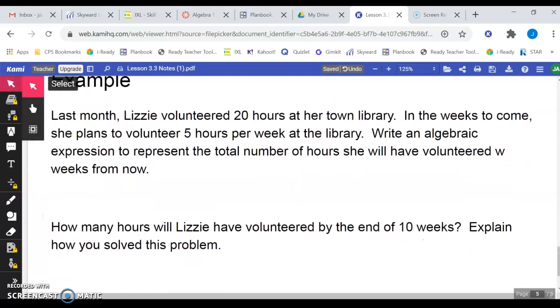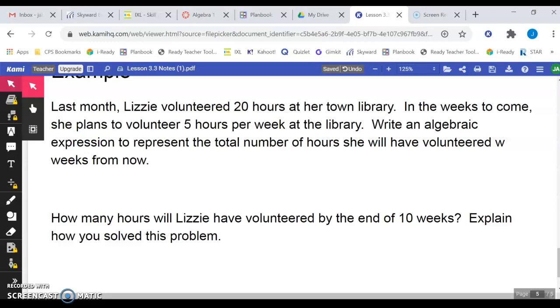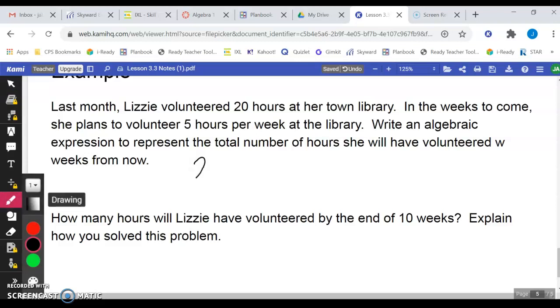All right, example, last month Lizzie volunteered 20 hours at her local library. In the weeks to come, she plans to volunteer 5 hours per week at the library. Write an algebraic expression to represent the total number of hours she will have volunteered W weeks from now. So she's already volunteered 20. And it says she plans to volunteer 5 hours per week each week. So we're going to add on 5 hours per week. And it says down here, volunteer W weeks from now. So it tells us what variable to use.